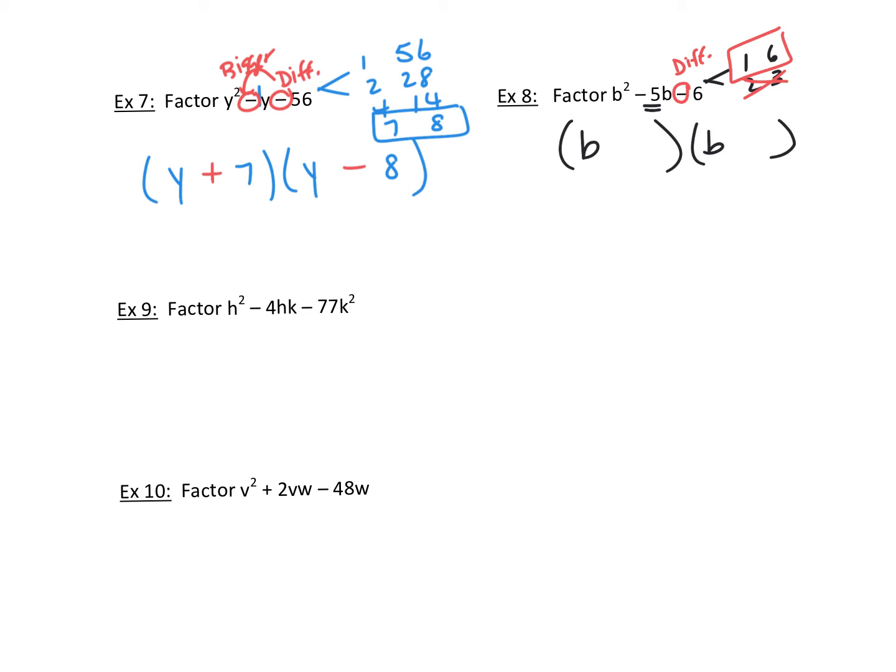And I need the bigger number, because of the middle being negative, to take the negative. So I'm going to have a negative on the 6 and a positive on the 1. So that when I multiply 1 times negative 6, I get negative 6. But when I add them, 1 plus negative 6, I get negative 5.